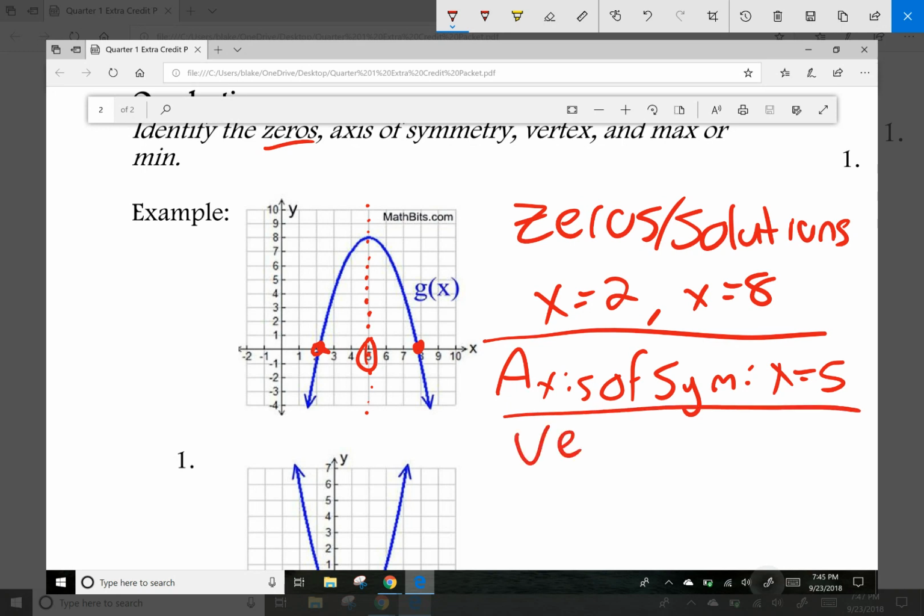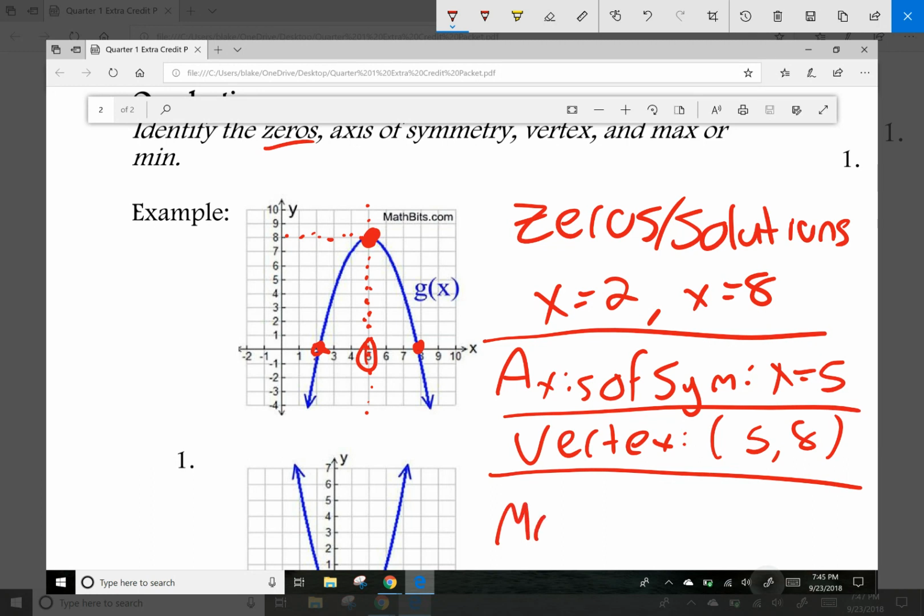Now the vertex is the point at the very tip of your parabola. So here it's at the very top. That ordered pair, its x value is 5, and its y value is 8. Remember, the vertex is written as an ordered pair. The point of our vertex is (5, 8). And then the last thing is our max or min.